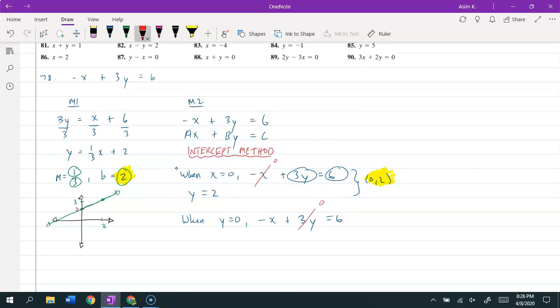So think about it. 3 times 0 is going to give you 0 there. So now you have an equation that basically says negative x is equal to 6, right? So if you solve for x this time, you'll end up with x is equal to negative 6. So what we're saying is when y is 0, x is negative 6.